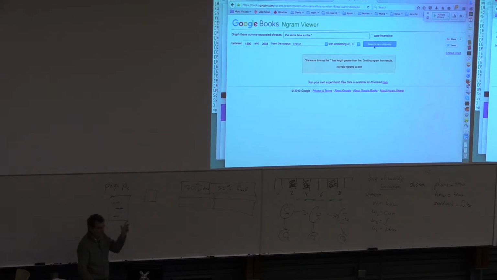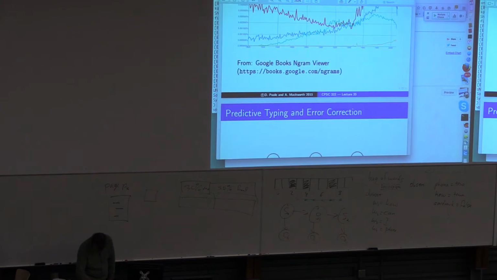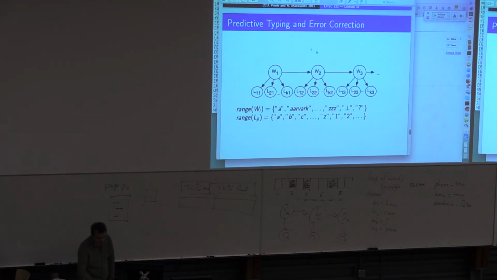Okay, but it tells you essentially the probability distribution over all of these words. So you can play with it. It's fun to play with. All right, so now let's tell you.